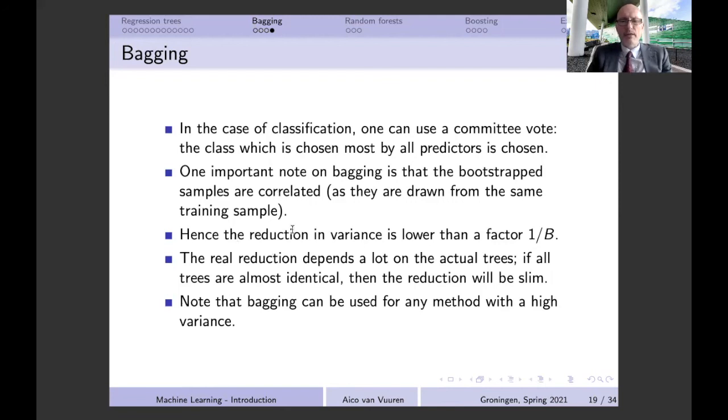That means in general that the reduction in the variance is going to be lower than this factor 1 over B that we have over here. How large the real reduction is going to be actually depends a lot on the actual trees. If we see that most of the trees that we predict with respect to bootstrapping are almost identical to each other, then at that moment the reduction is going to be very, very small. So that means that bagging is not going to be a very good method for regression trees, at the moment that the regression trees look all the same.